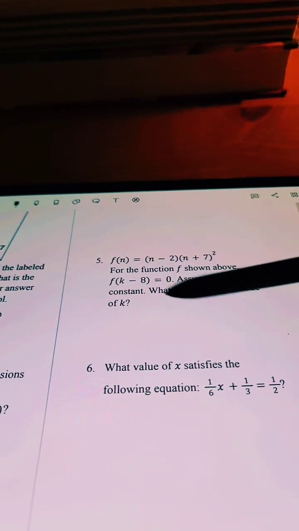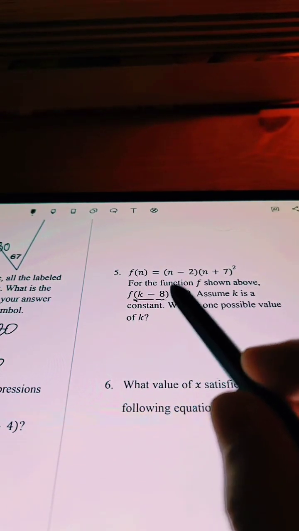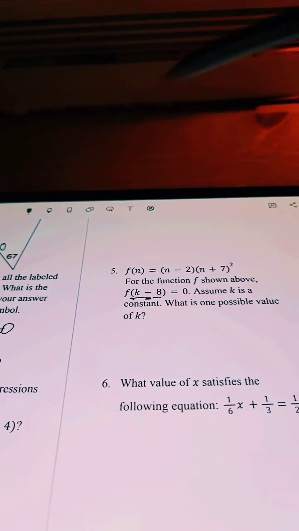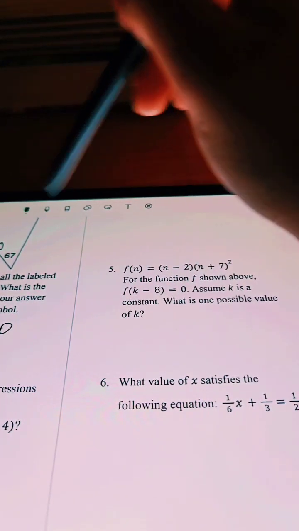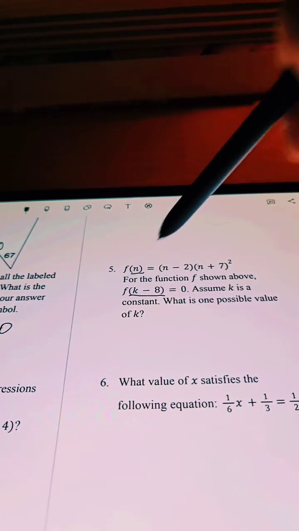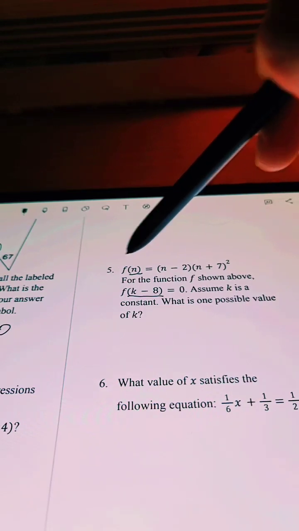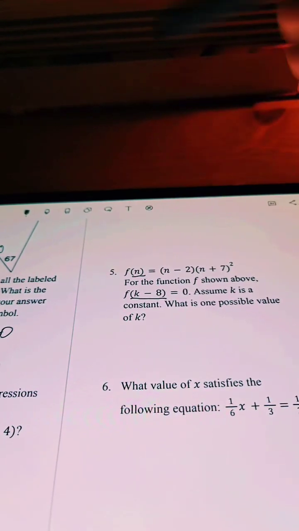Okay, so remember, whatever's inside your parentheses right here for your function, whatever's inside your parentheses here is going to replace what's inside your parentheses in the main function, in that same place next to the f.